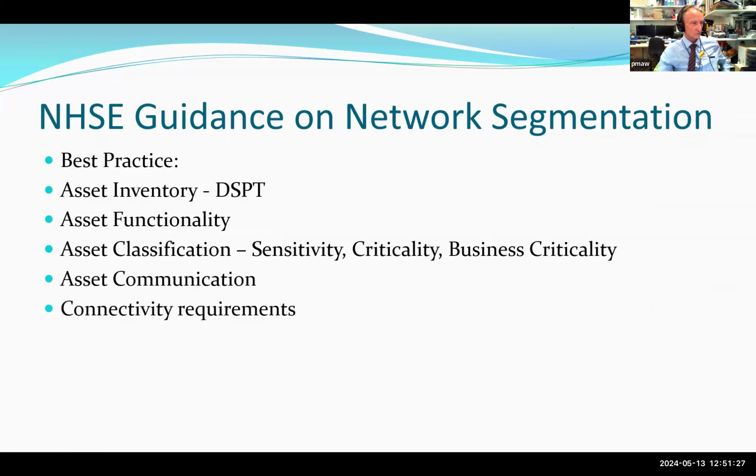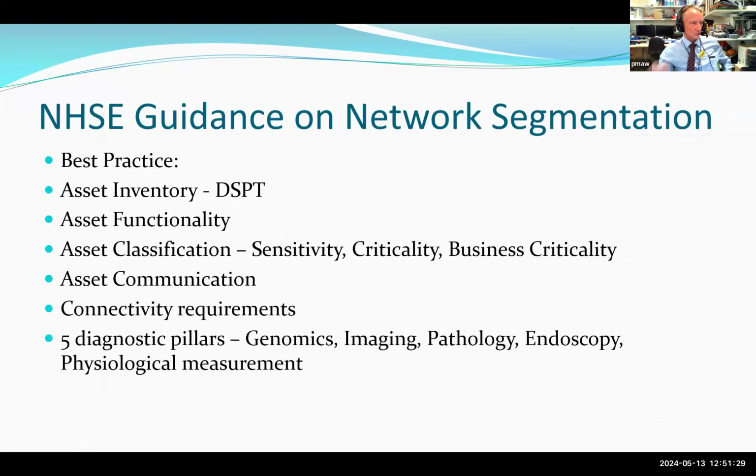Connectivity requirements. And then it talks about the five diagnostic pillars, which are, in this case, genomics, imaging, pathology, endoscopy, and physiological measurement. Although I was on this site last week and I couldn't get anything on the last two, so it looks like it's not complete. But it's certainly worth a look.